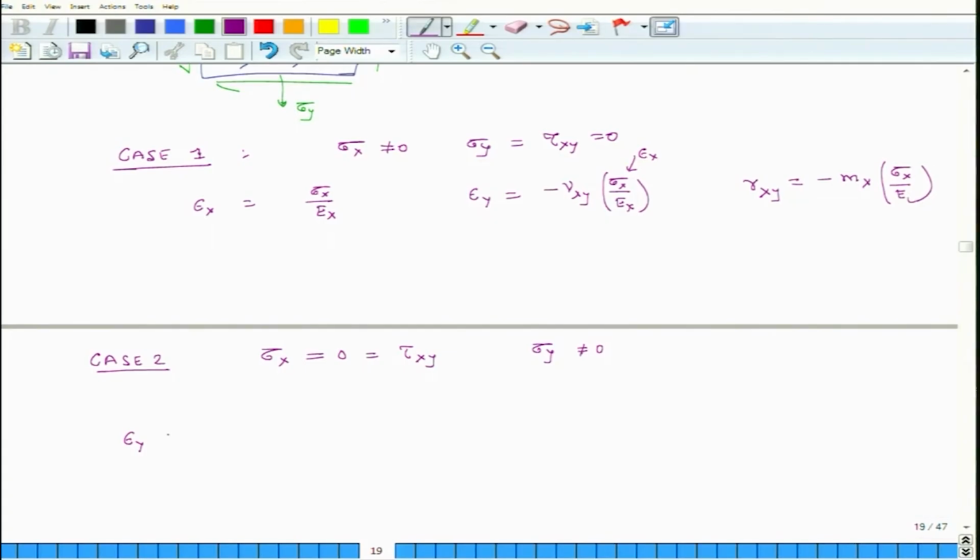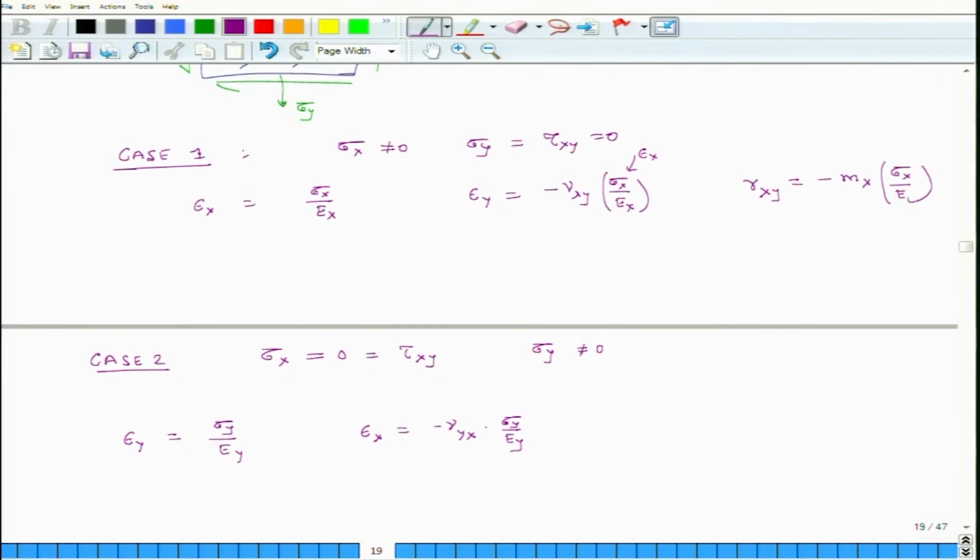So, first thing is epsilon y will be sigma y divided by Ey, then epsilon x will be there because of Poisson's effect, and that will be equal to negative Poisson's ratio nu yx times the strain in the y direction. And what is the strain in the y direction?